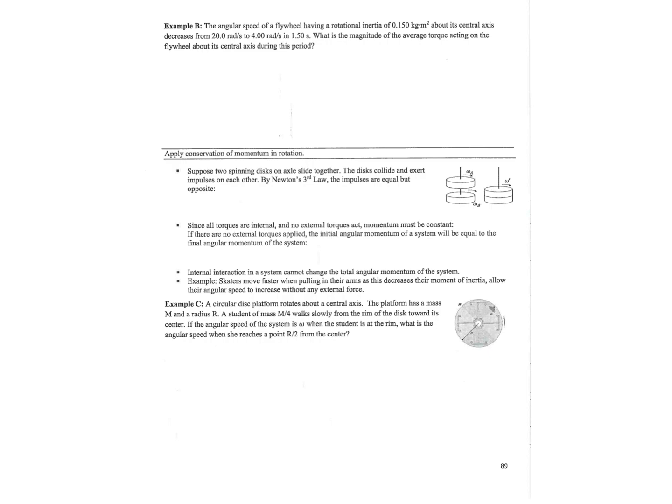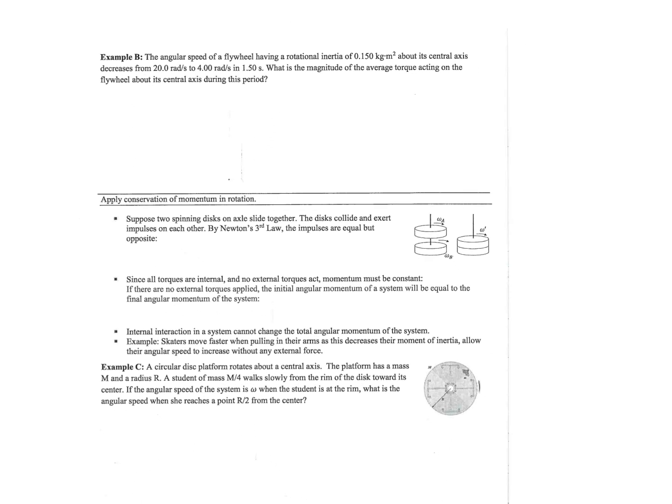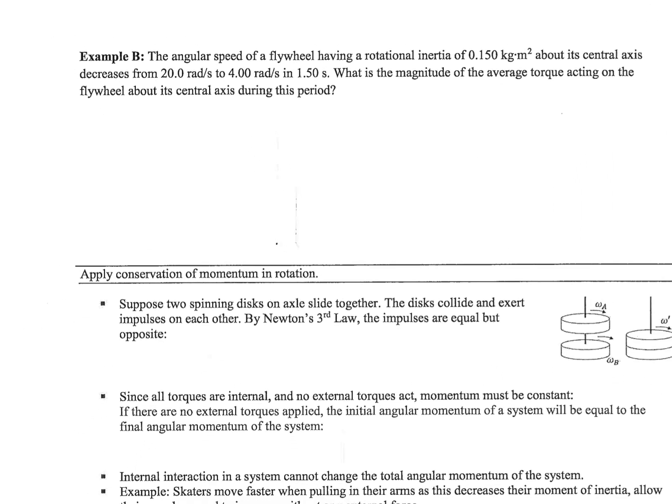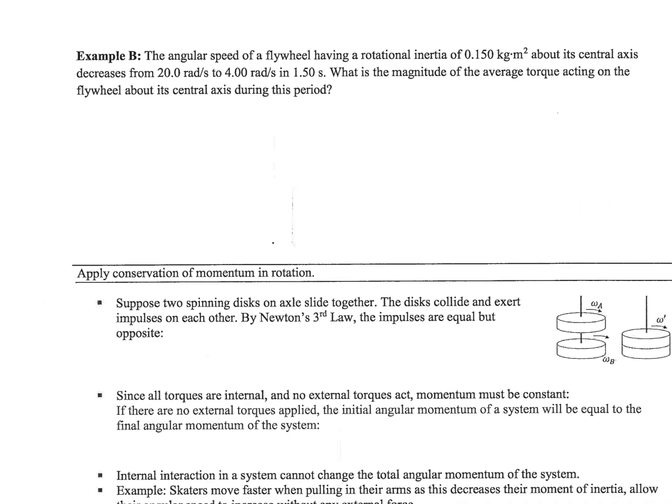So now, let's look at angular speed of a flywheel having a rotational inertia. Here we go. Now we get to use the other formula. Flywheel having a rotational inertia of 0.15 kilogram meter squared. This should tell you a little bit about what's going on. If we have a rotational inertia, we got kilogram meters squared. All we have to do is divide by a what? A time. And then all of a sudden, we have angular momentum, don't we?